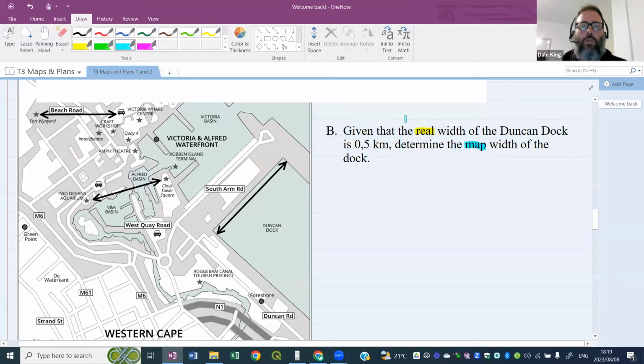So we're going from real world down to map measurement with ruler, from real world to ruler in this question. The first question was measure with the ruler and tell me what the distance is in the real world. This question says, this is the real world length or distance. Tell me what is the map ruler measurement? How long is this black arrow on the map in centimeters?